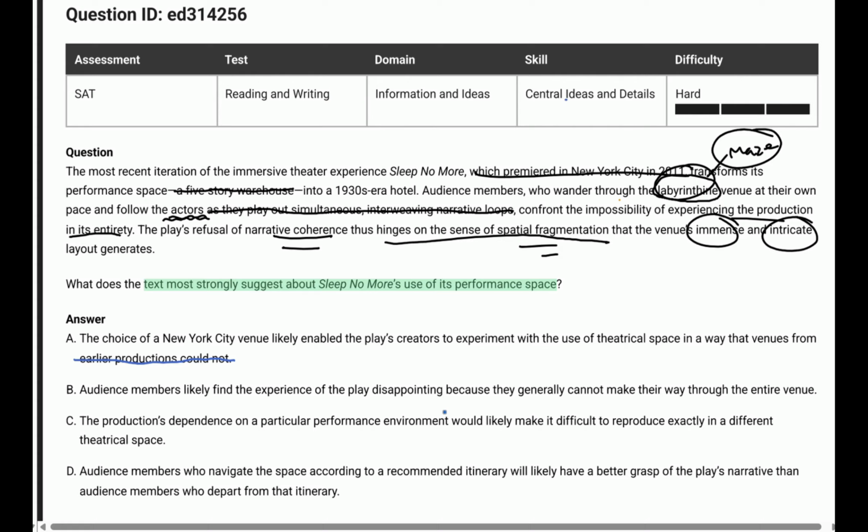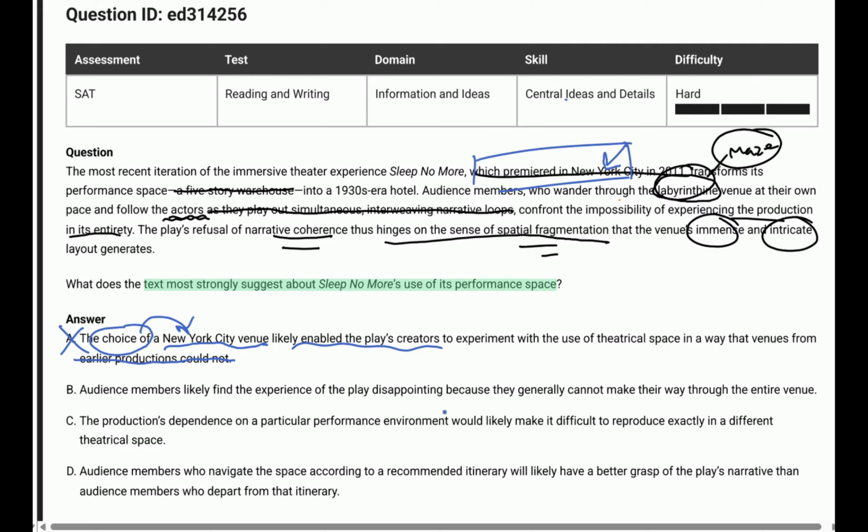The fact that it's a New York City venue doesn't really necessarily say anything. It's not that it's in New York that it's going to change anything. It's just a fact given here. It doesn't mean that that is why it enabled everything else to follow. That is not true. So I don't think it's A.